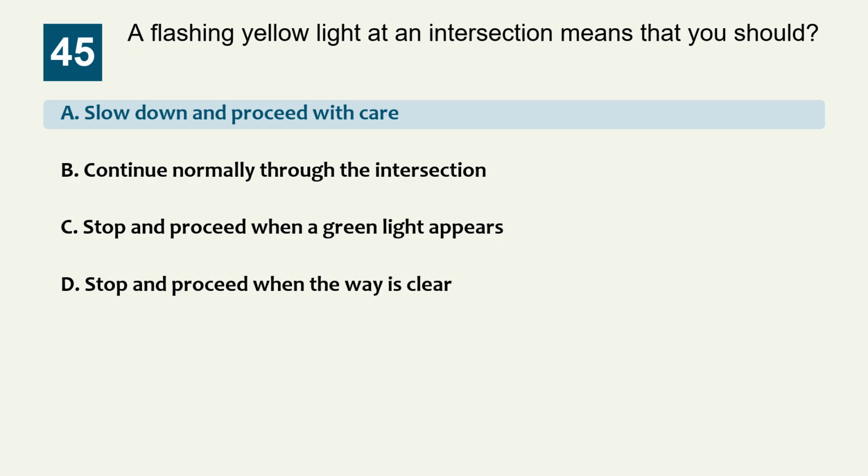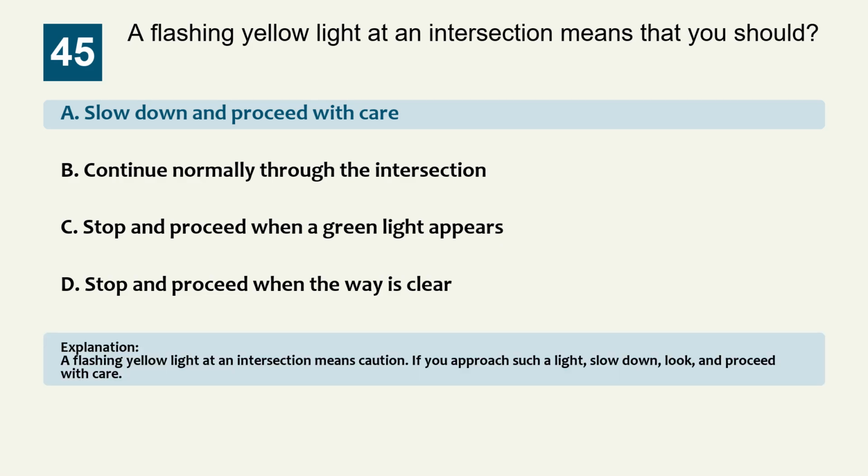The correct answer is option A, slow down and proceed with care. A flashing yellow light at an intersection means caution. If you approach such a light, slow down, look and proceed with care.